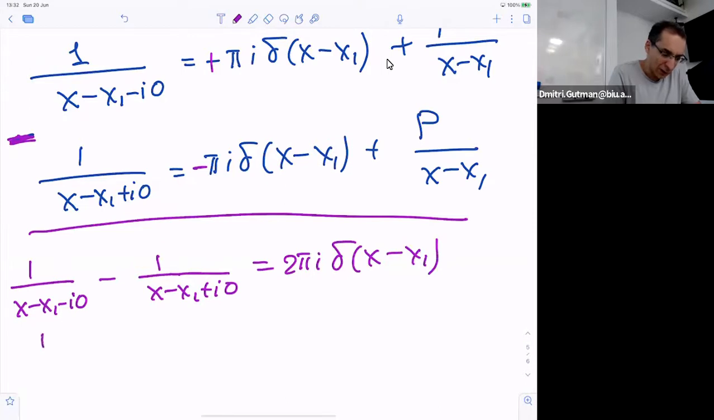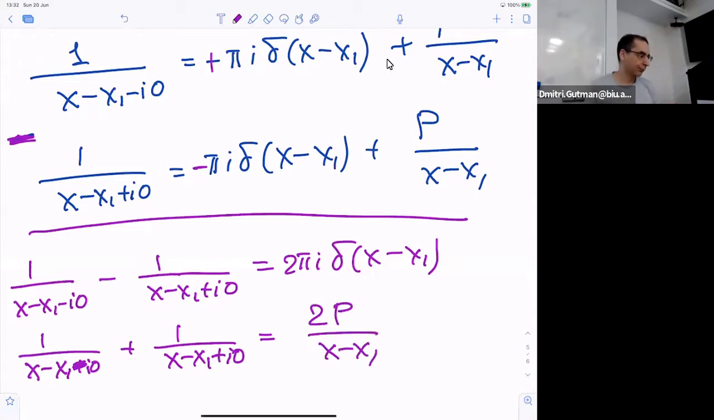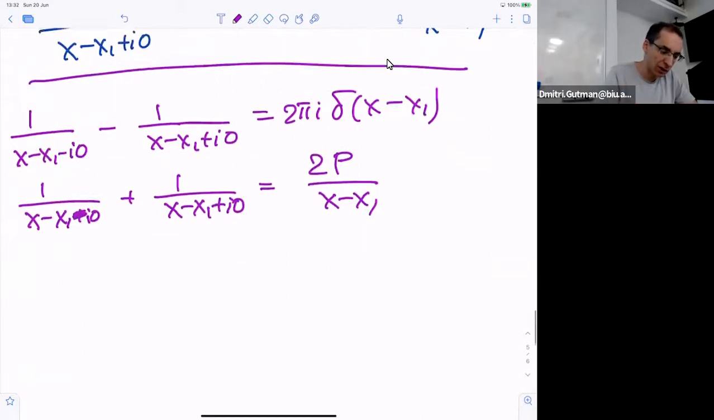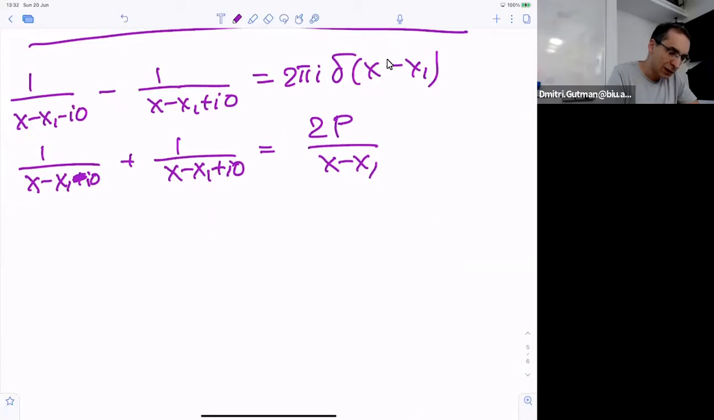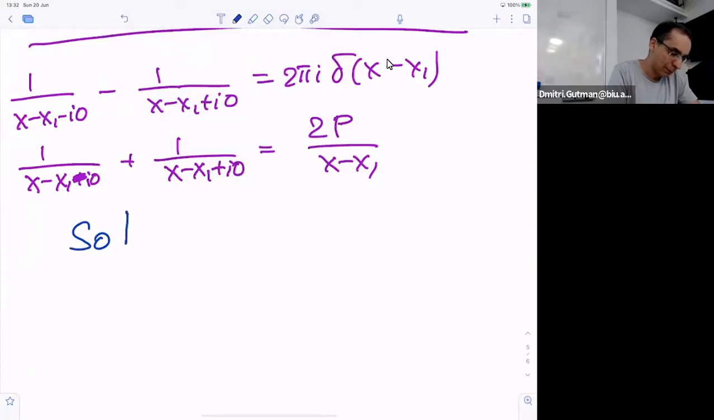And if we add these two things together, 1 over x minus x1 plus I0 plus 1 over x minus x1 minus I0, we will get 2 times the principal value of 1 over x minus x1. So these relations are sometimes known as the Sokhotski-Plemelj theorem.